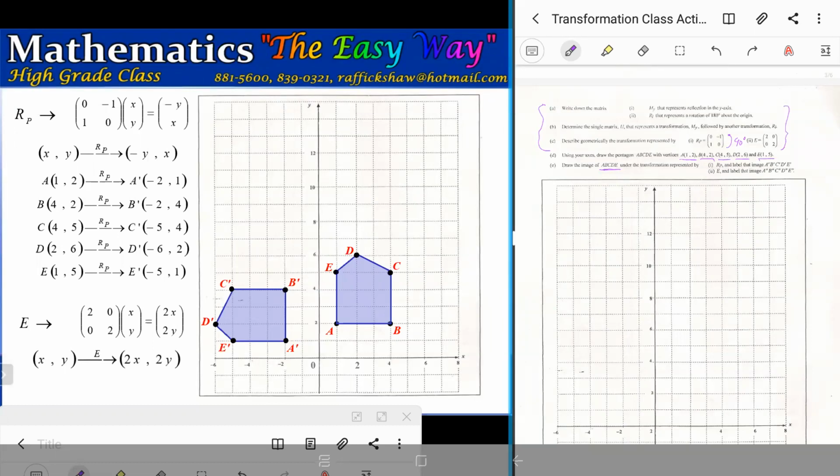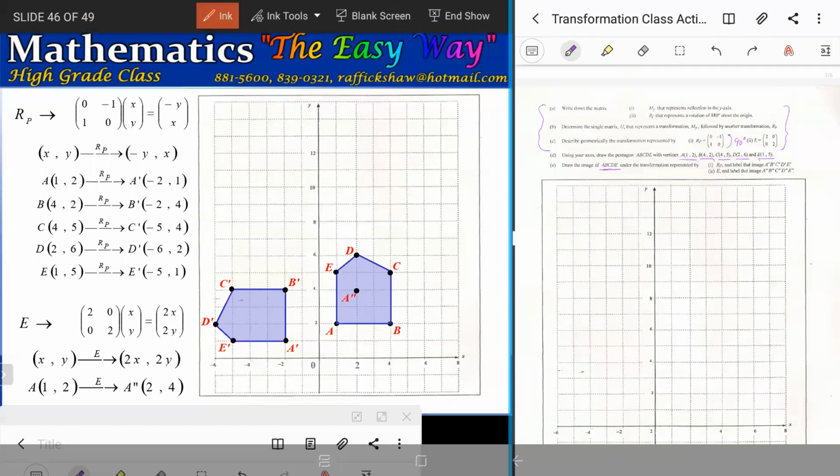So for example, the point A, which is (1, 2), will go to (2, 4). The 1 is doubled to 2, and the 2 is doubled to 4. That is A double prime. You put on the point A double prime. Bam. A double prime is right there at (2, 4). It doesn't matter that it is in the middle of the image of the object. Remember, it is the original pentagon that we're enlarging. We're going to double it.